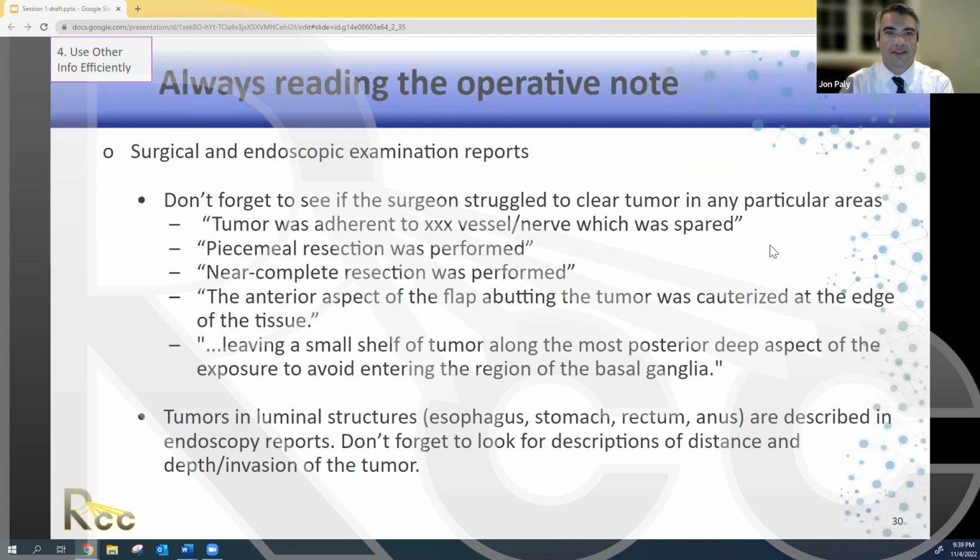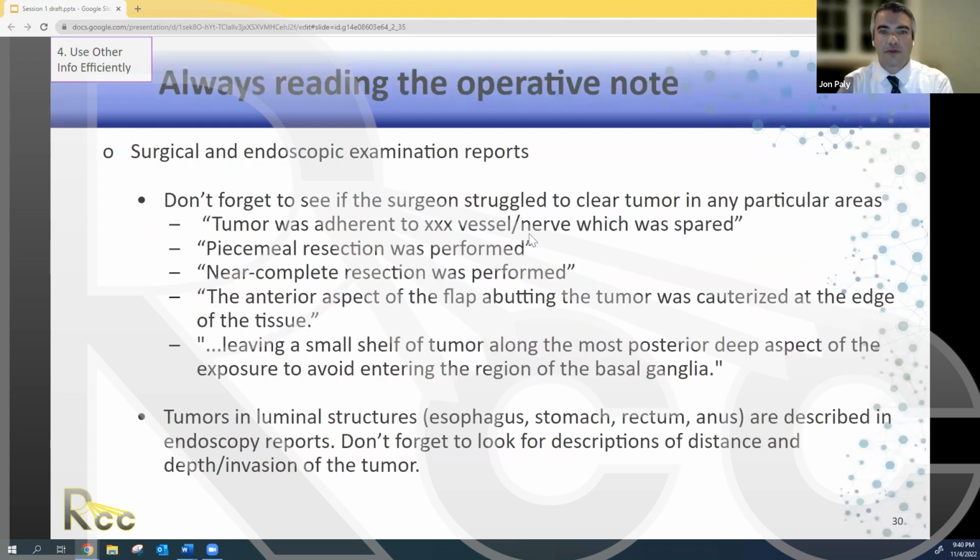The way that I do that typically is by starting with the operative note before I start contouring. The surgical and endoscopic examination reports can really be vital. You want to see what the surgeon potentially struggled to clear during any part of their case. Sometimes you may not have spoken to the surgeon, or surgeons may not want to admit that they left disease behind, but they may be cryptically telling you in their operative note what happened. These are some things that I've pulled out of operative notes that I think are very telling.